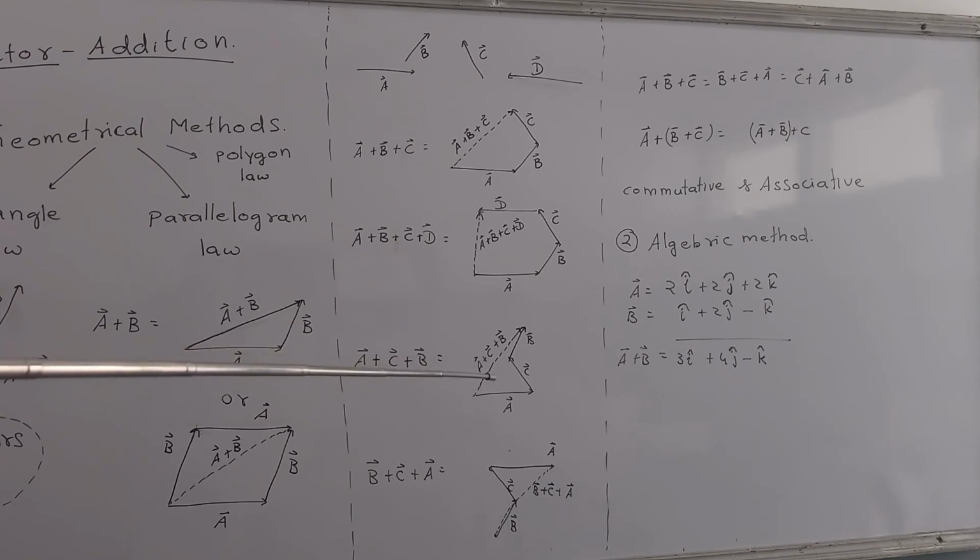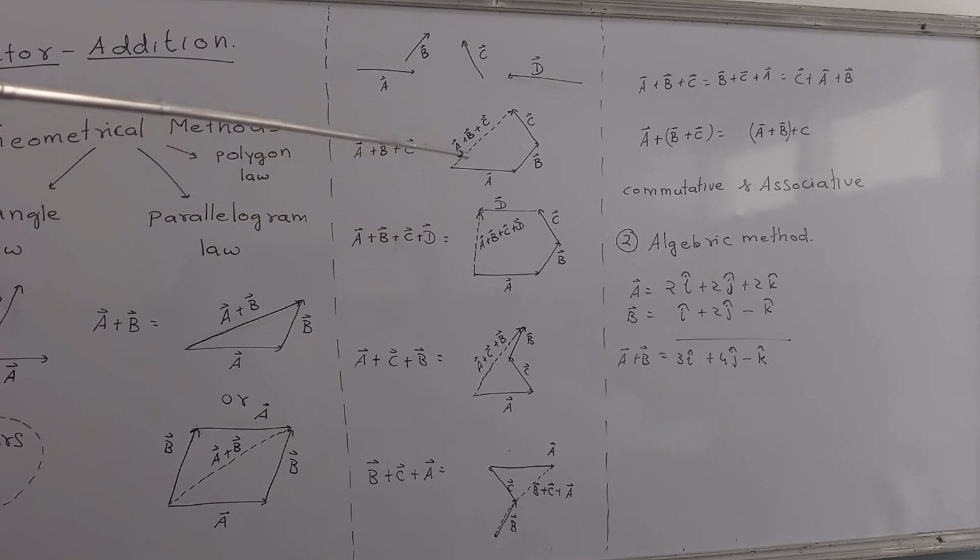Now compare this vector, vector A plus C plus B, with this vector A plus B plus C. They have the same magnitude and they have the same direction. Okay, let us add one more. Using polygon law, we are adding three vectors. This is now vector B plus C plus A.